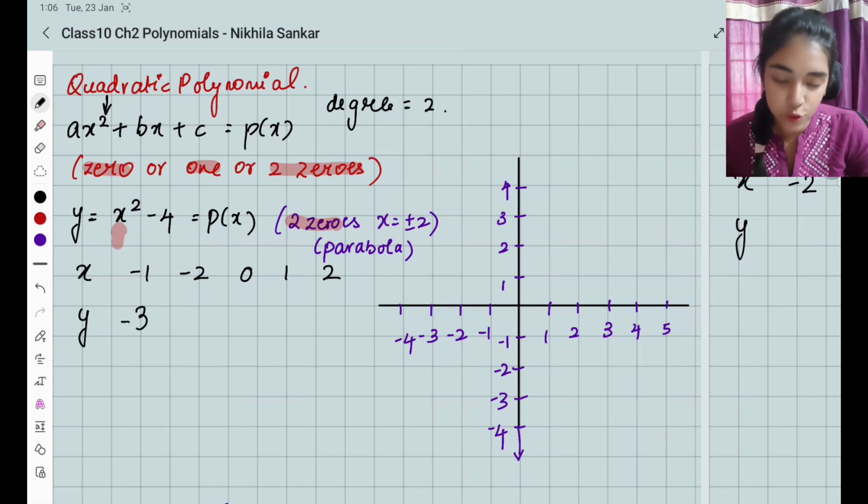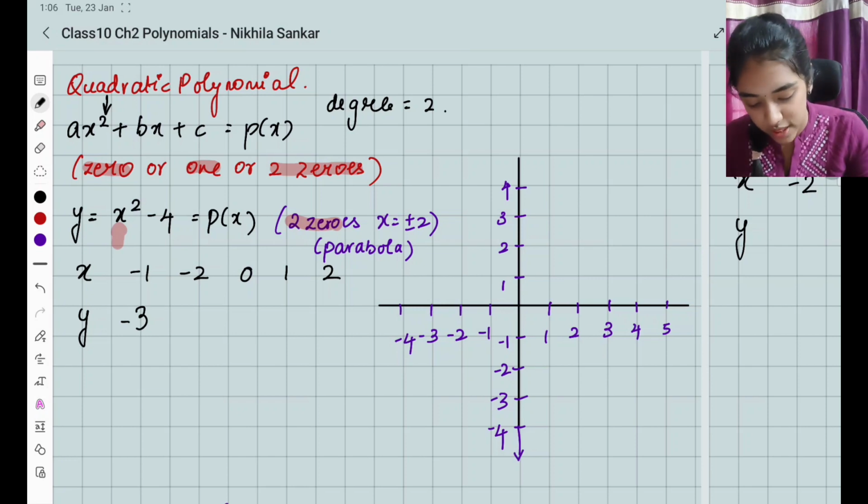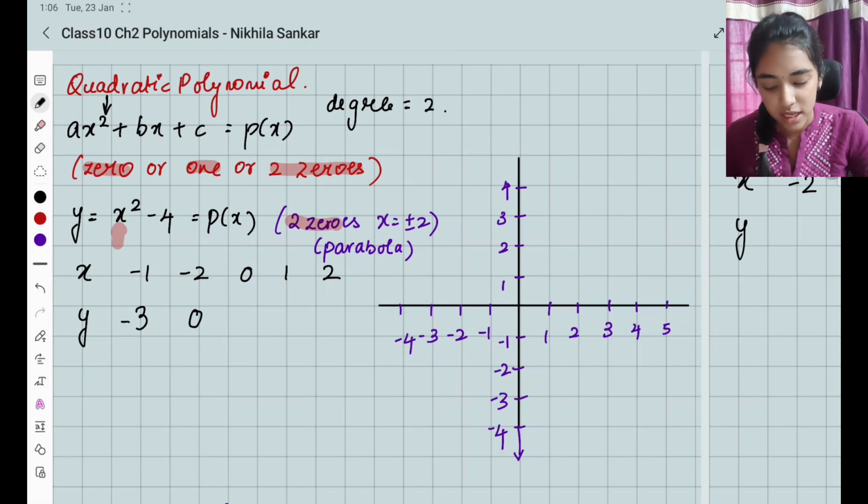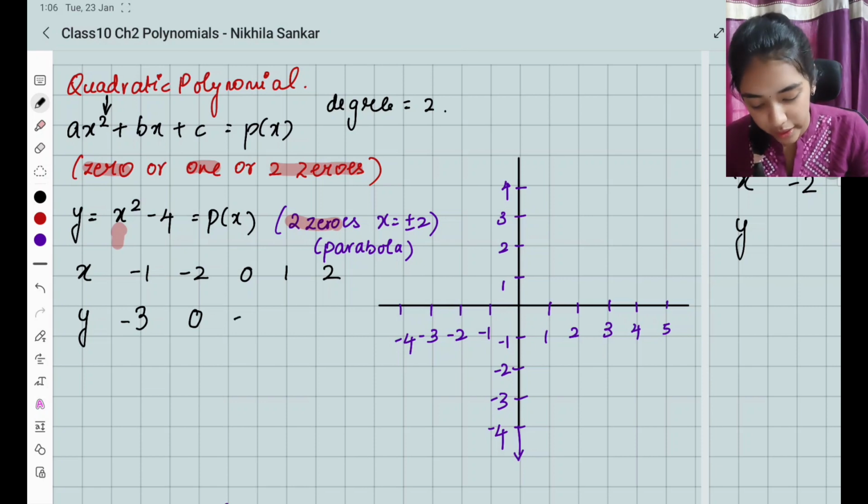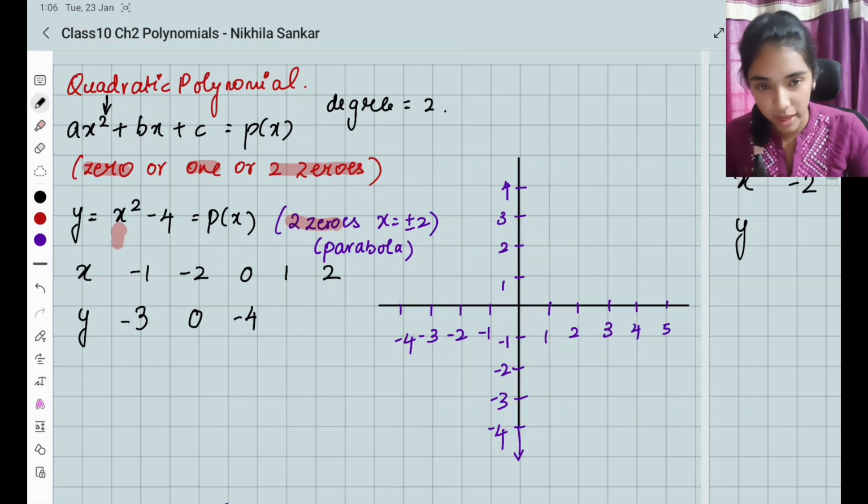Next, இப்போ minus 2 substitute பண்ணா என்னாகும்? You have minus 2 the whole square, which is 4. 4 minus 4, 0. So y value 0 ஆயிடும். Next, x equals 0 substitute பண்ணா y value is going to be minus 4. Then x equals 1 substitute பண்ணா again it's going to be 1 minus 4, which is going to be minus 3. Then 2 substitute பண்ணா you have again 4 minus 4, which is going to be 0.